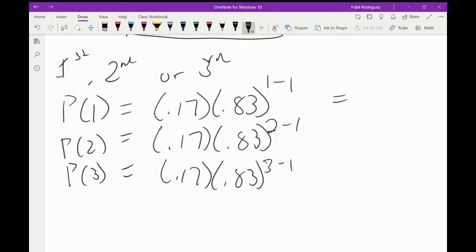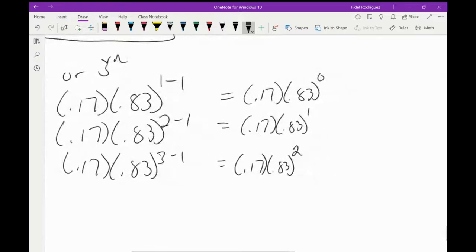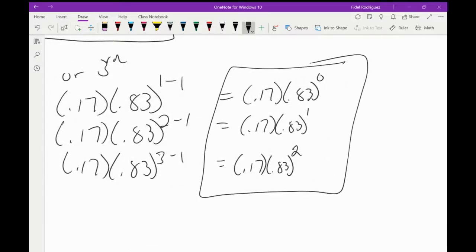Okay, so guys, first thing I'm going to do here, 0.17 times 0.83, that's the power 0. 0.17, 0.83, that's the power 1. 0.17, 0.83, and that's the power 2. Okay. So remember what we're going to do with each of these numbers, y'all. Once we get those numbers, we're going to add them up because it's an OR problem. So what's the probability to make it on a first or a second or a third?